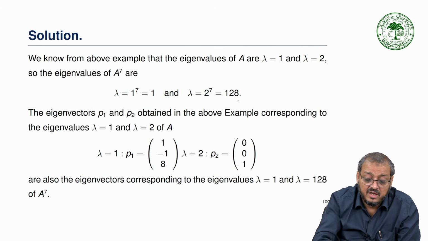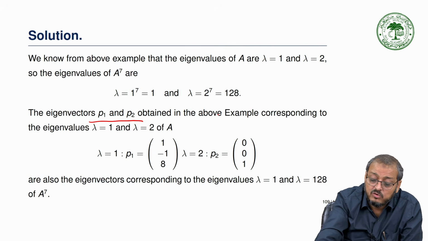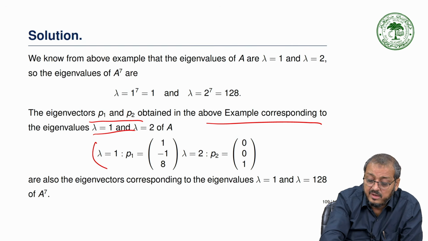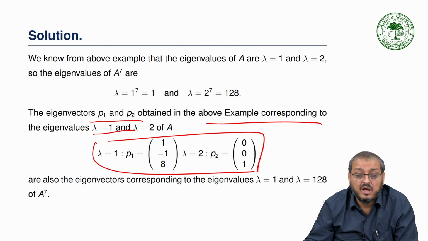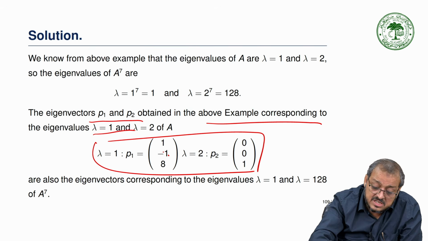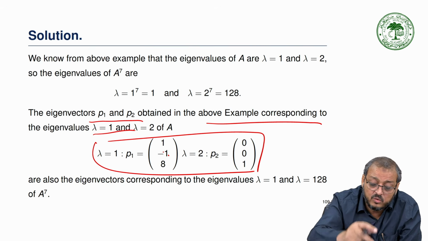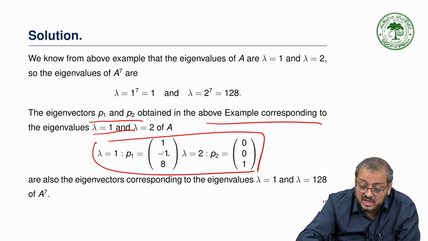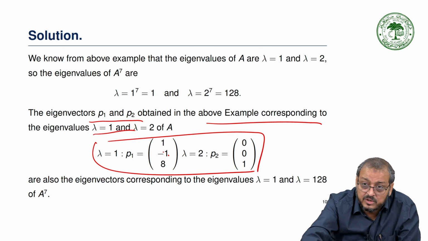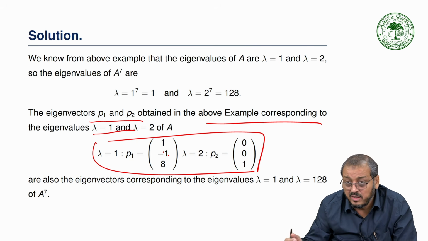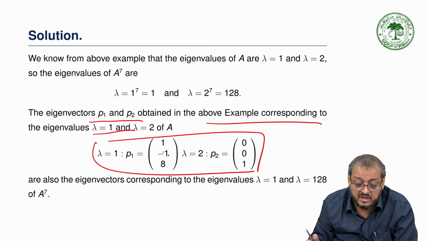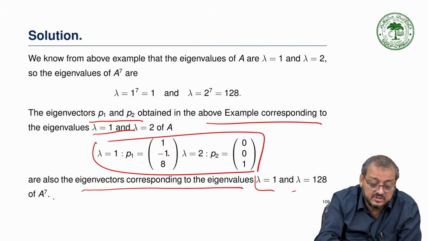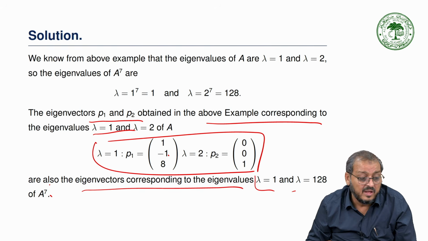So the eigenvectors p1 and p2 obtained in the above example for lambda equal to 1 and 2 are these two eigenvectors. This eigenvector corresponds to lambda equal to 1, whose seventh power is 1, and this is the eigenvector corresponding to the value whose seventh power is 128. So these are also the eigenvectors corresponding to the eigenvalues lambda 1 and lambda 2 for A to the power 7.